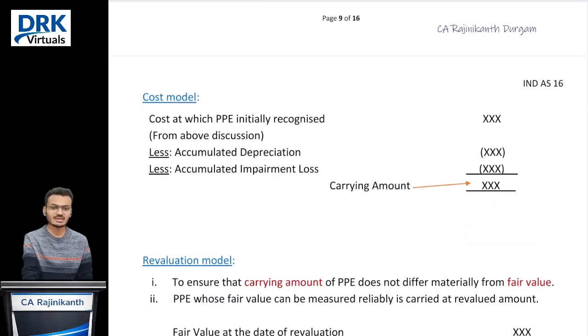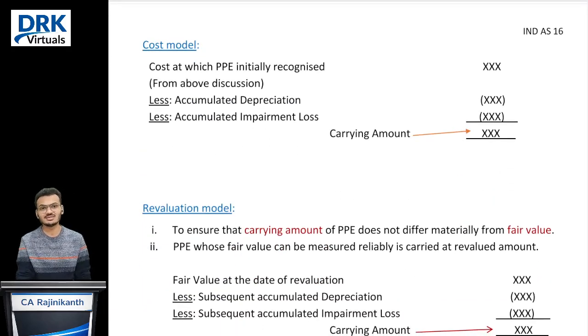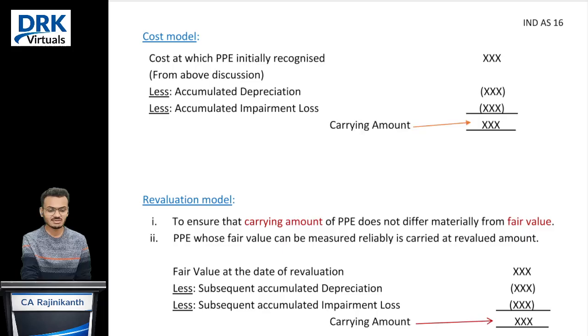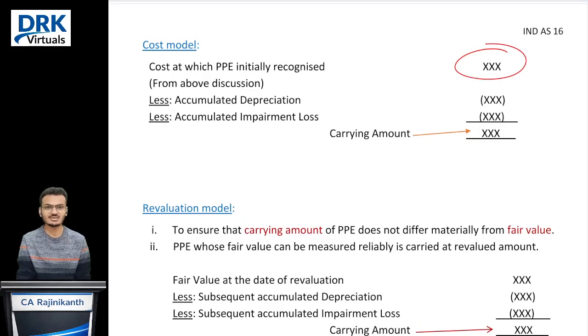Now, how do we calculate the amount at which we carry the asset at subsequent reporting periods? If it is the cost model, it is simple. You write the cost that we determined initially. From that, reduce the accumulated depreciation, and from that, reduce the accumulated impairment loss, if any. The resultant amount is the amount at which we can carry our PPE.